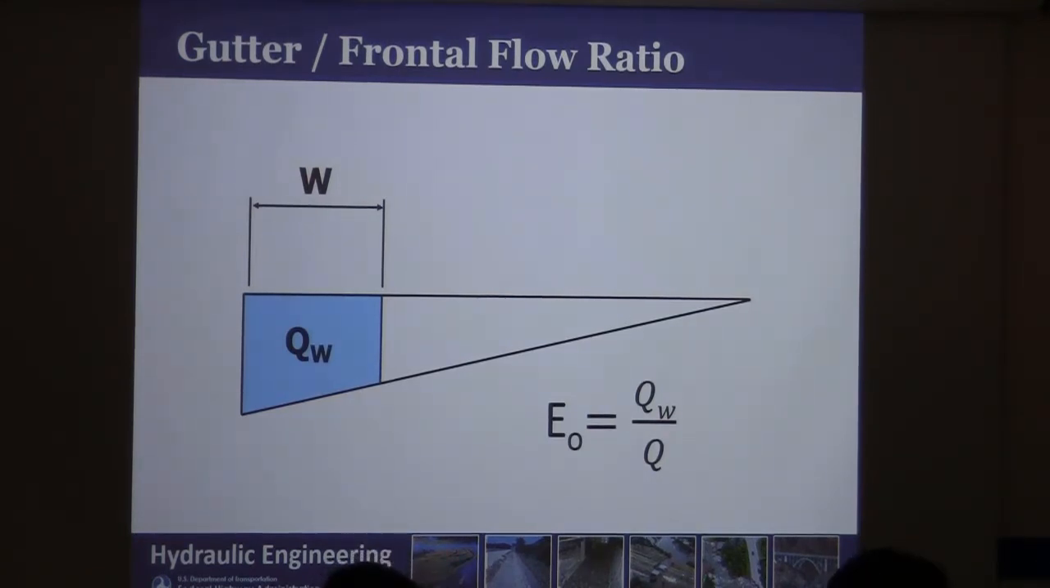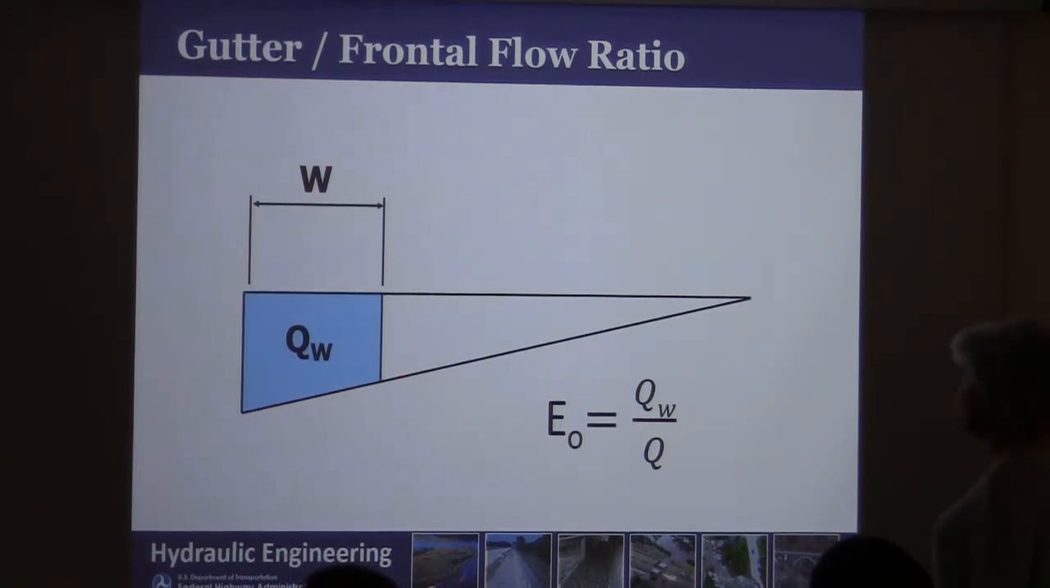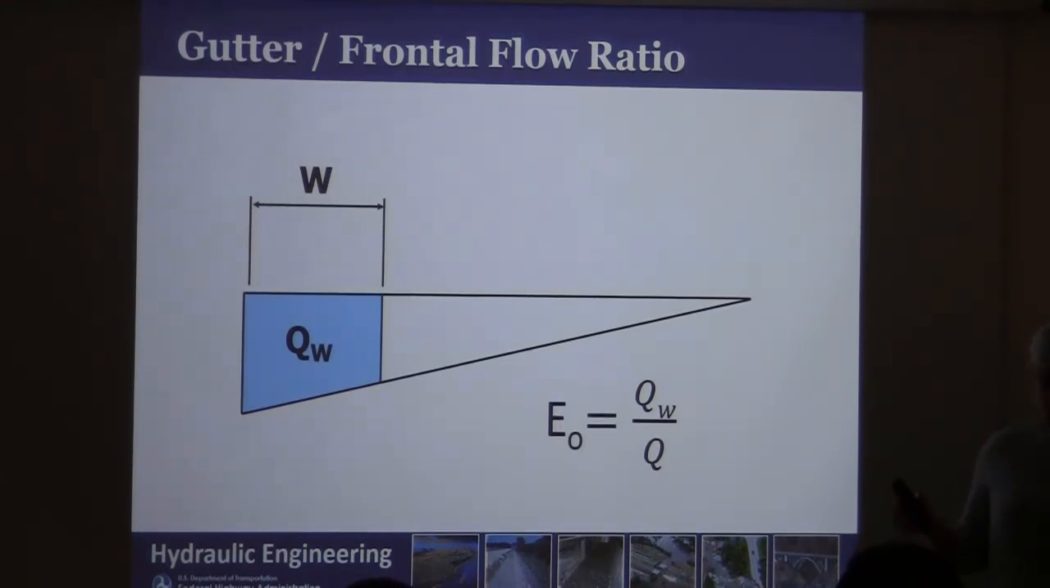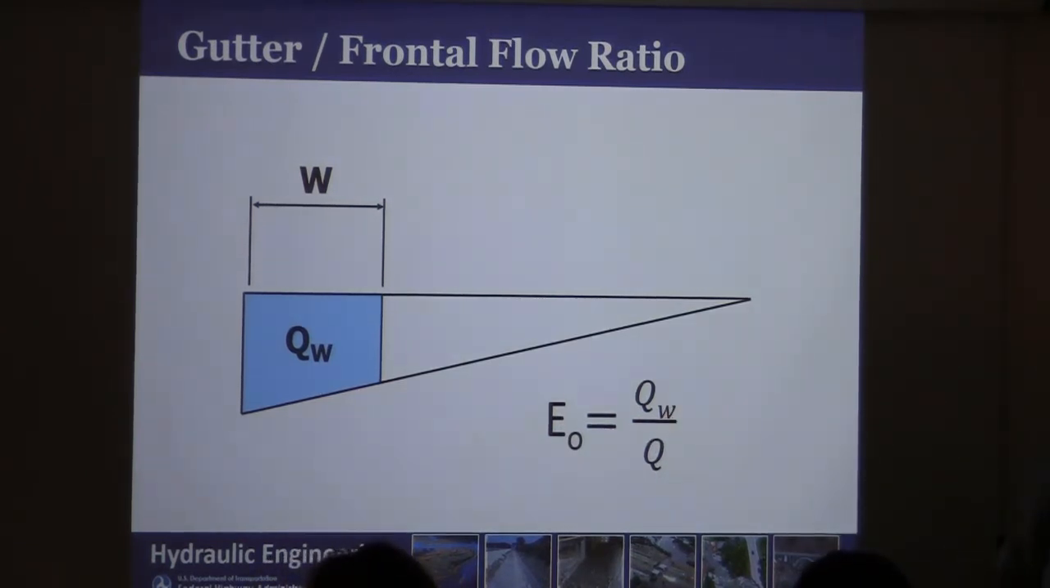So we also need to know about gutter and frontal flow ratio. So what is that? The E sub O is the gutter flow ratio, the ratio of flow in any given width to the total flow. Whatever this width is, the flow in that width to the total flow, that's your gutter flow ratio.